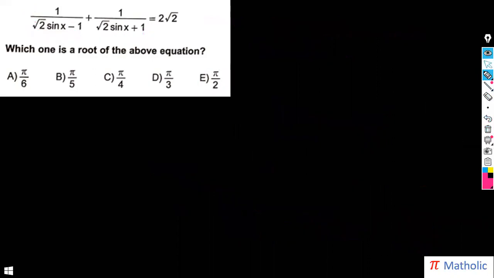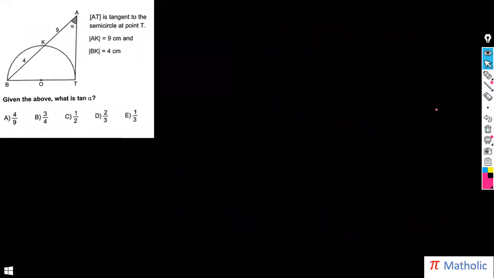So let's go for the next one. Yes, this is the last one, and it's not that hard. So we know this one is 90 degrees. What is tangent A? 9 and 4 are given. So for finding tangent A, I have to know O over A, which means I have to know the length of BT and the length of AT. I have to find these two lengths.